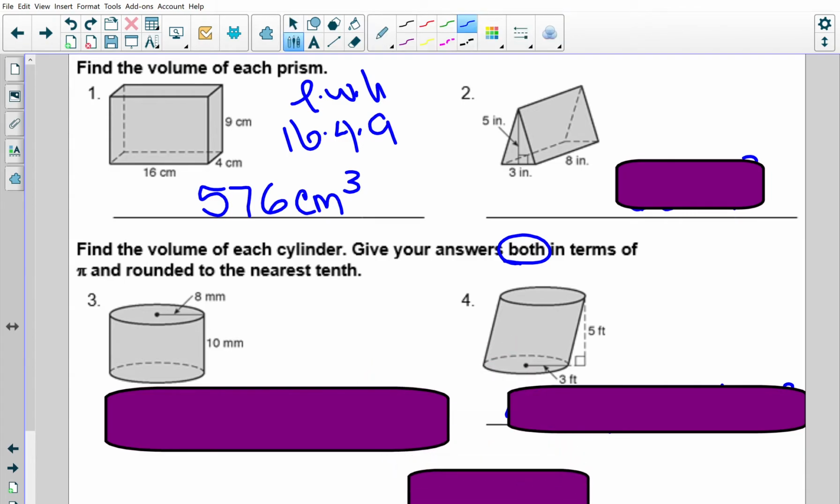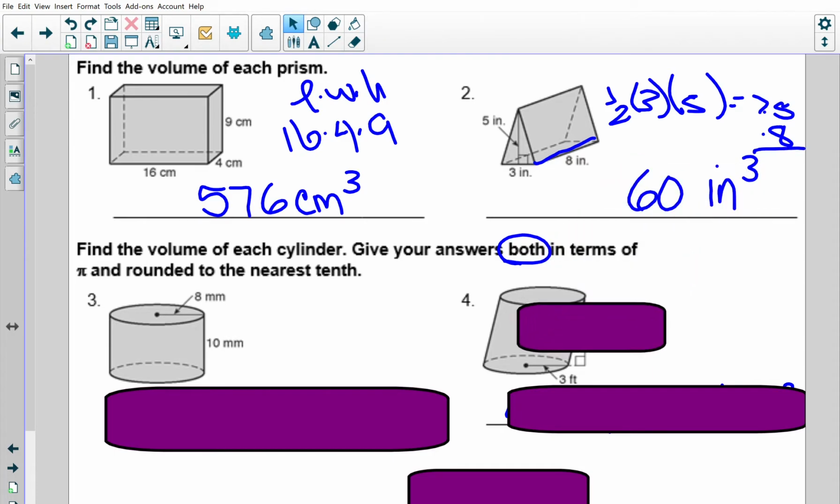Number 2, what's the base? The base is a triangle. Therefore, I know that it has to be 1/2 base times height. This is for the triangle. So this is 7.5. Then we're going to multiply that by the height of the prism, which is 8. 7.5 times 8 is 60. Remember, we're talking about cubic inches, cubic centimeters, cubic millimeters, and cubic feet.